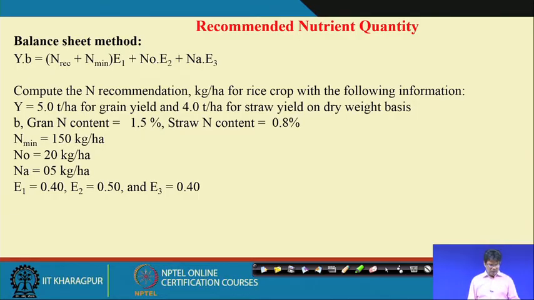These are the sources available from the soil, and these are the efficiency factors: E1 0.4, E2 0.5 and E3 0.4. If you put this in, calculate how much nutrient the crop requires. So, you do the calculation here.